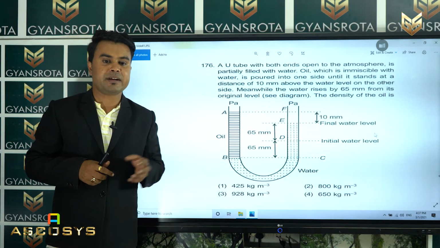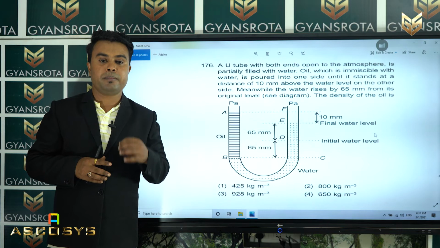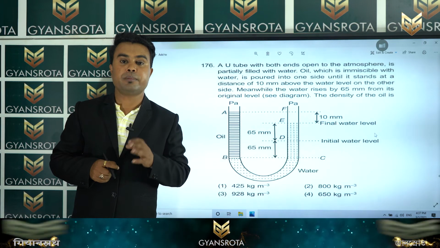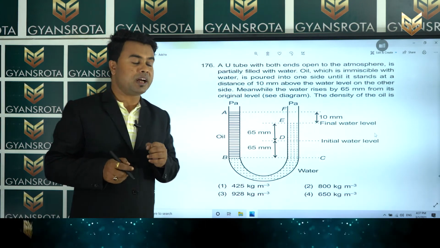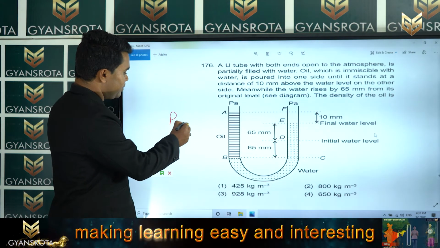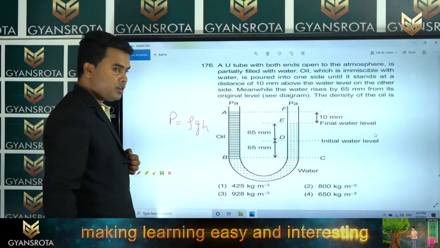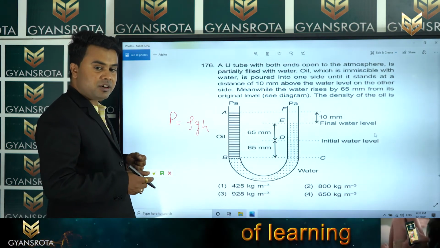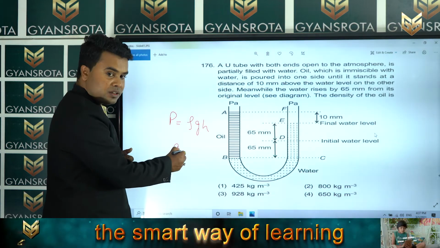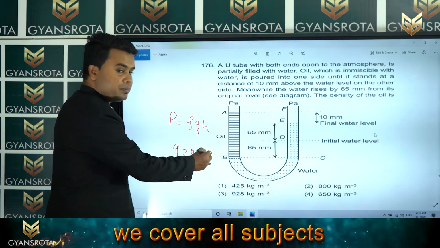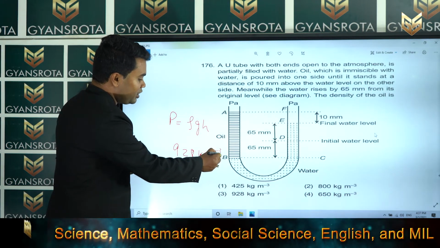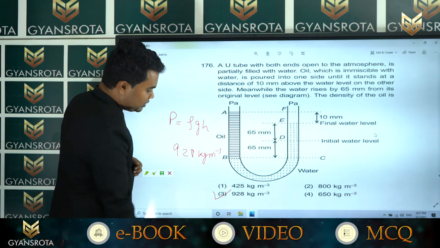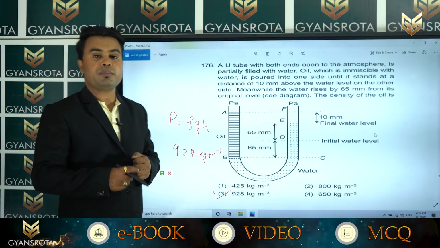See, if you see the diagram it makes you feel very complex. But this is a simple formula which we will be using from the chapter, which one? Mechanical properties of fluids. We know that pressure at a point is given by rho g h. For water you use one and for oil you use one. You just equate them, you will see your answer is coming out to be 928 kg per meter cube. That will be your density of the oil. So, your right answer is number 3. So, this is the correct answer for question number 176.